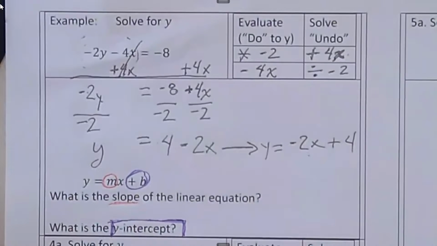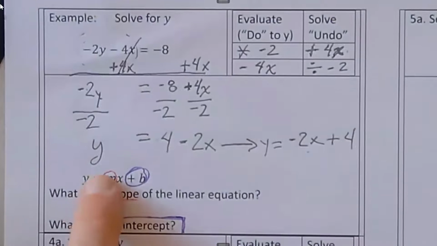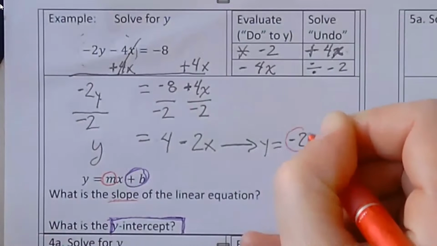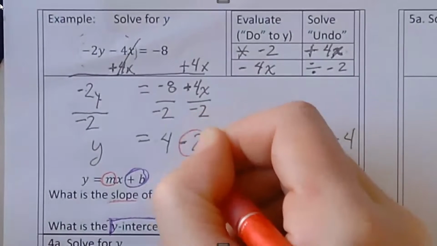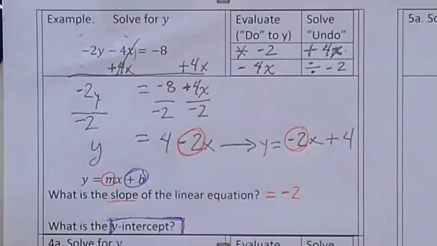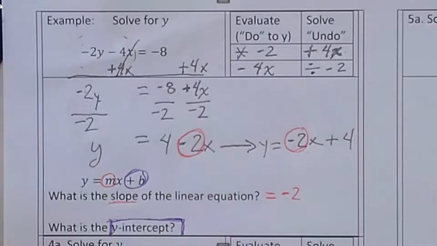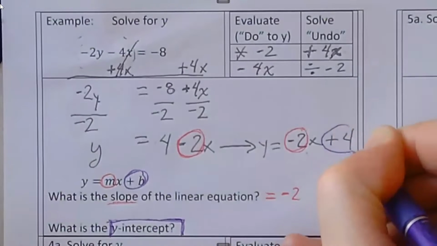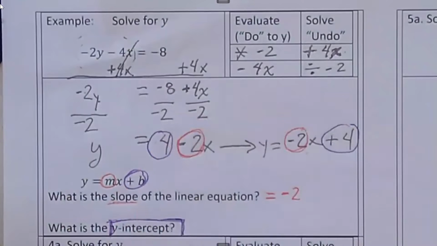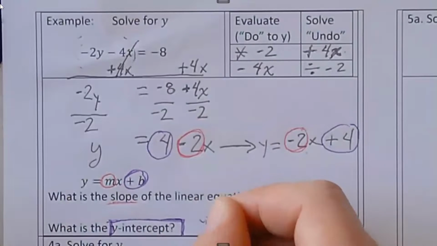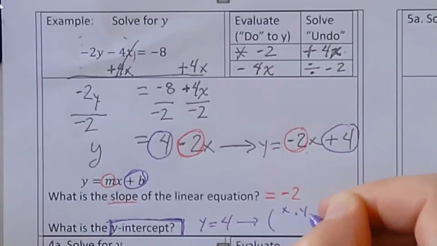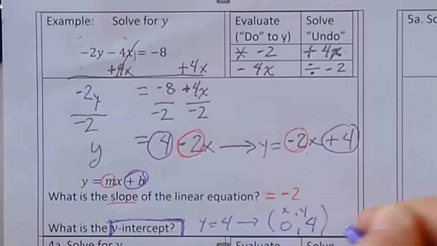This is helpful because now we are in the form of mx plus b. Our slope, the number that we multiply by x, is negative 2. Our y-intercept is this number. And you can also think of it as this number. So this is y equals 4. So the coordinate is x comma y, 0 comma 4.